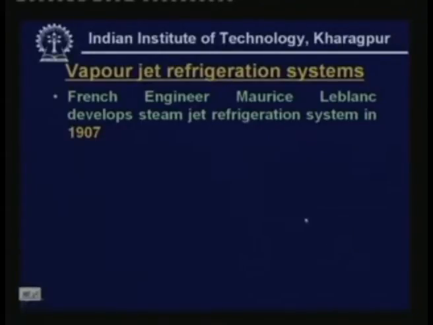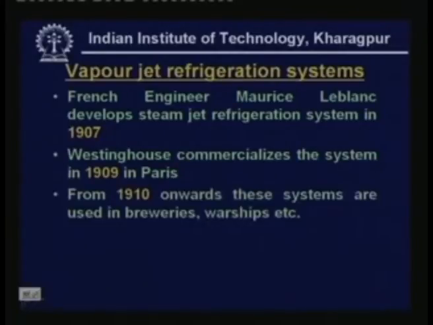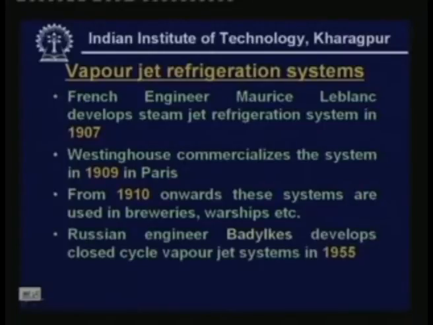The first vapor jet refrigerant system was designed and developed by French engineer Maurice Leblanc in 1907. So, he used steam. Then Westinghouse commercialized these systems in 1909 in Paris. And from 1910 onwards, these systems have been used very widely in warships, breweries, etc. And the Russian engineer Badel developed closed cycle vapor jet systems in 1955. So, he did not use steam, but he used other refrigerants for providing the refrigeration.